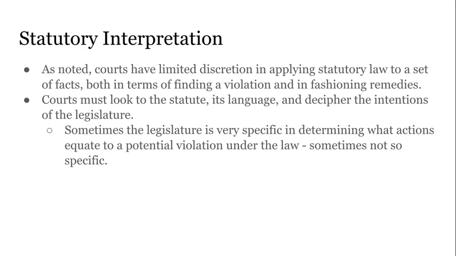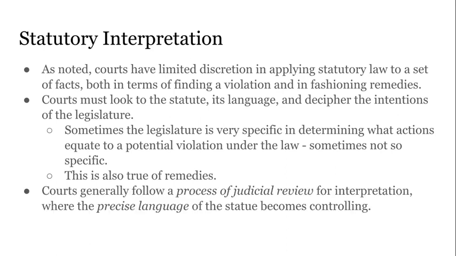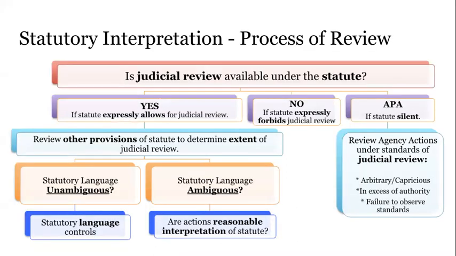How does it know what it's supposed to do? Sometimes the legislature is very specific in terms of what a violation is, and sometimes it's specific in terms of remedies, but sometimes not so. And then the courts generally follow a process of judicial review for interpretation, where the precise language of the statute becomes controlling. So what does that look like? Here's the process of review summarized in a visual format. The first thing we can say is, is judicial review available under the statute? Sometimes there is and sometimes there isn't. What I mean by that is we can talk about that, but that's a matter of maybe, for example, standing.